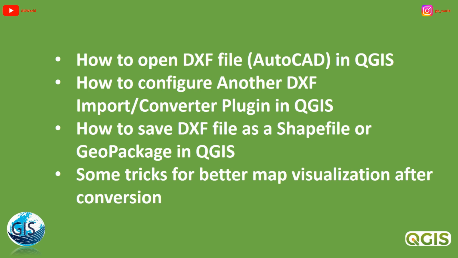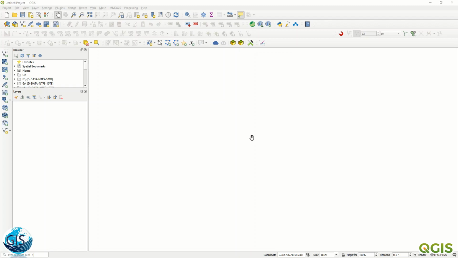So let's start. Before I start, I would like to tell you this is a very important topic for city planners and architects to convert CAD data into QGIS, since mostly they will get the data from the municipality in DXF or DWG format, and after that they can continue in the QGIS software.